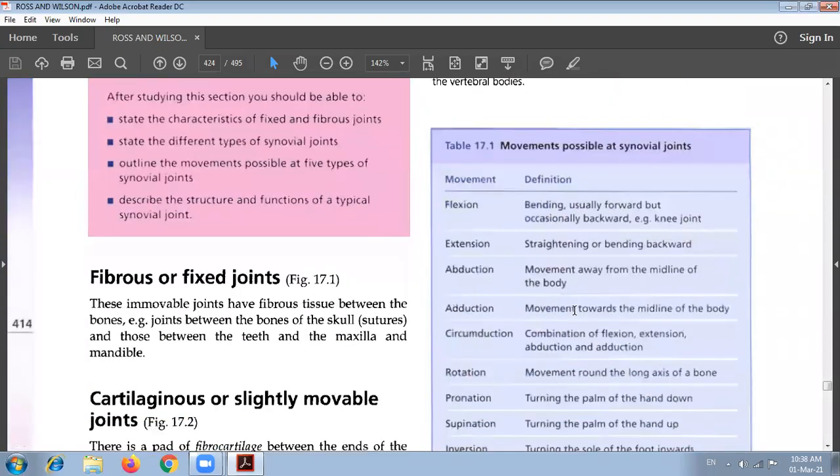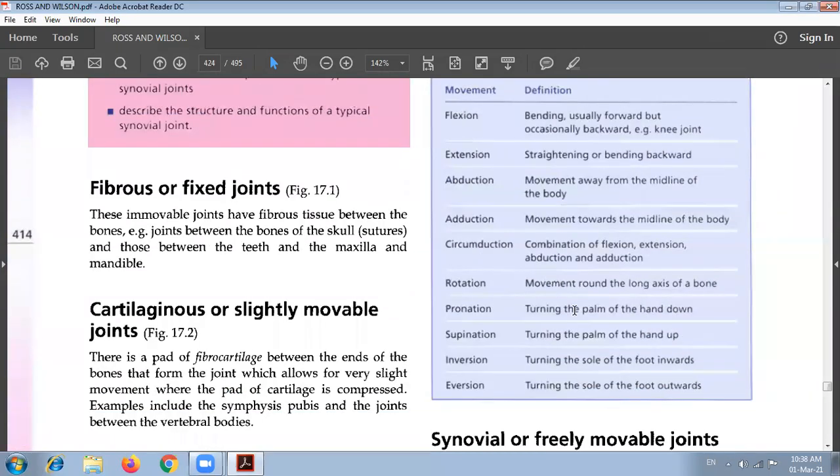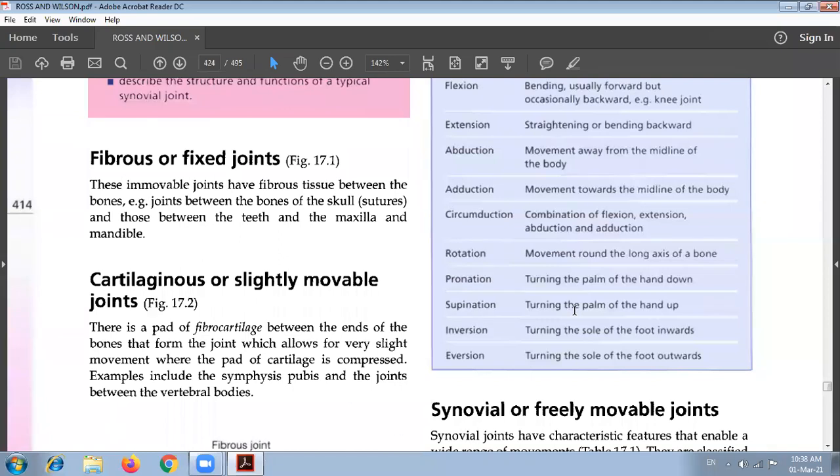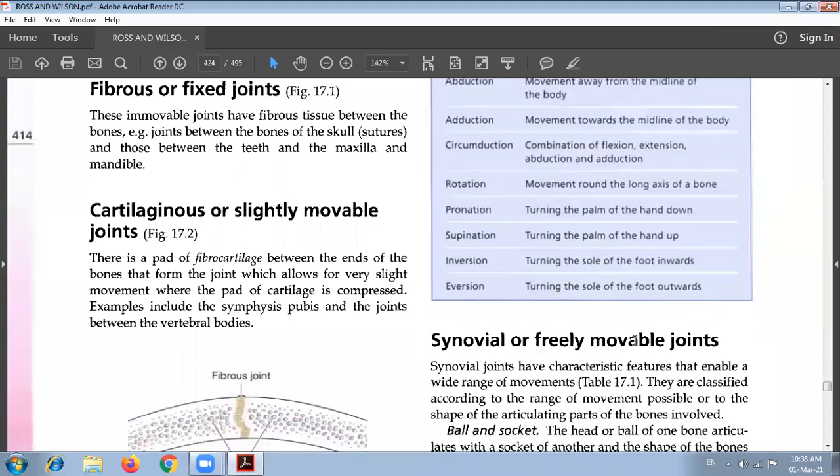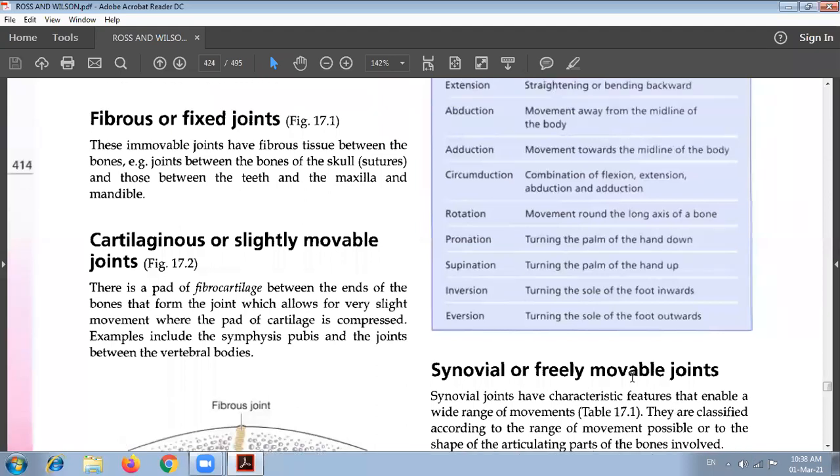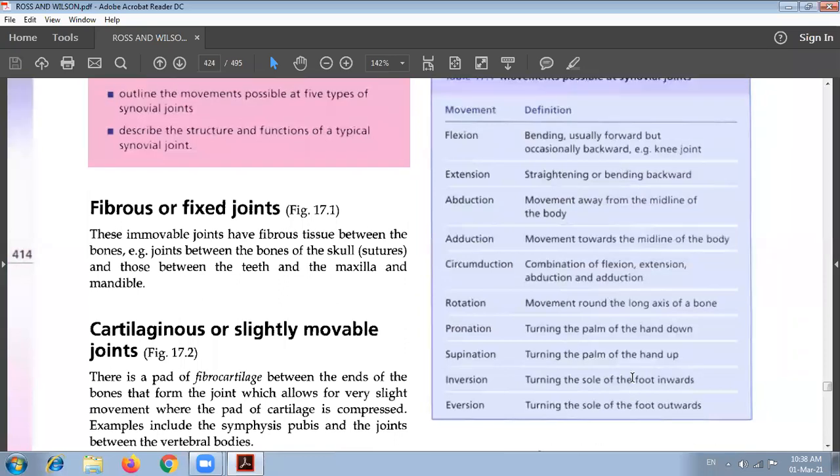Let us see the third type, that is the synovial freely movable joint. The synovial joints are characterized by a feature that enables a wide range of movement. This means the synovial joint is a freely movable joint, and various types of movements are allowed at the synovial joints. What are these movements? You can see here.